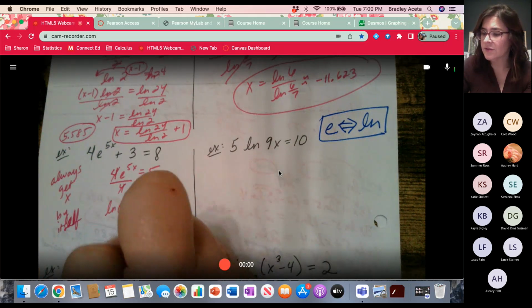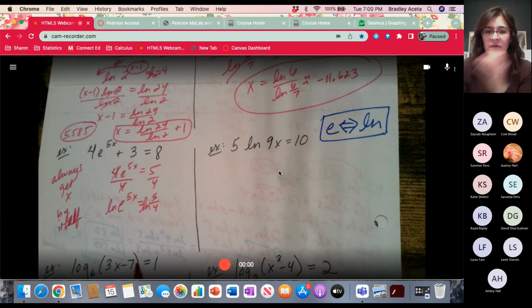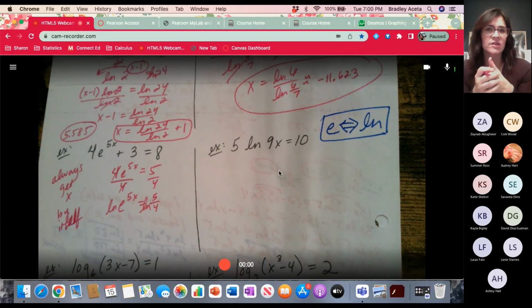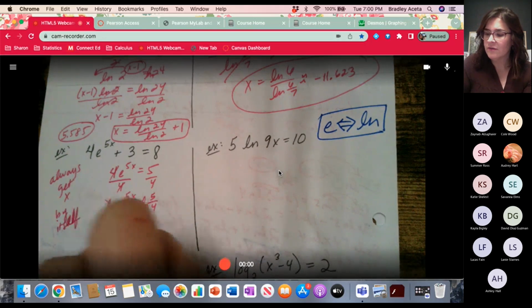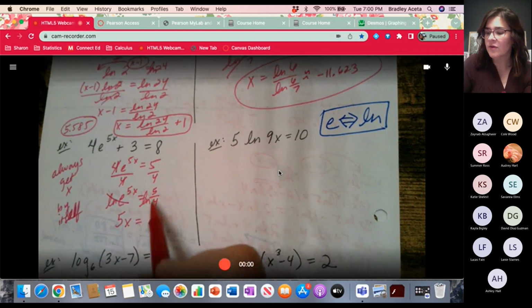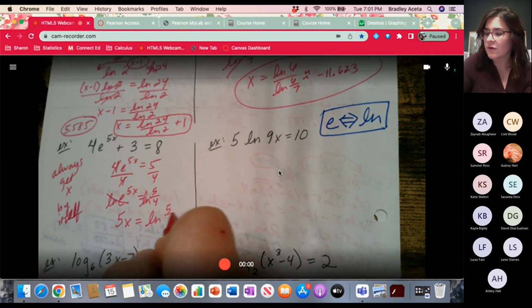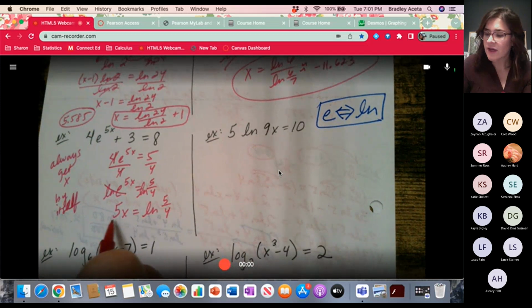Just like all the other exponentials we've been doing. But the cool thing about this one is, if you remember, the ln and the e cancel each other. They cancel to 1. And this just drops down in front. So this is just 5x on the left side. But on the right side, this is the ln of 5/4. And then you're just going to divide by 5.